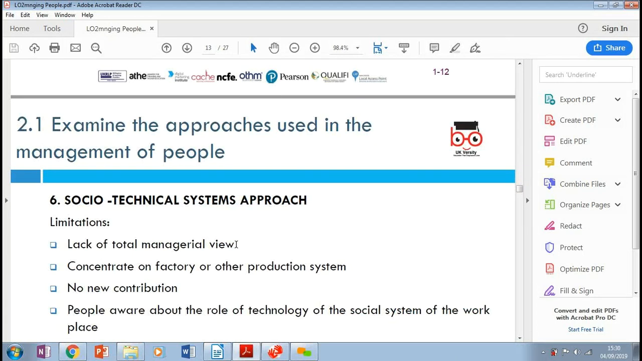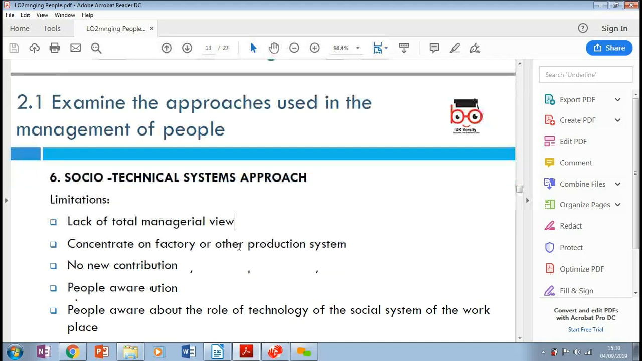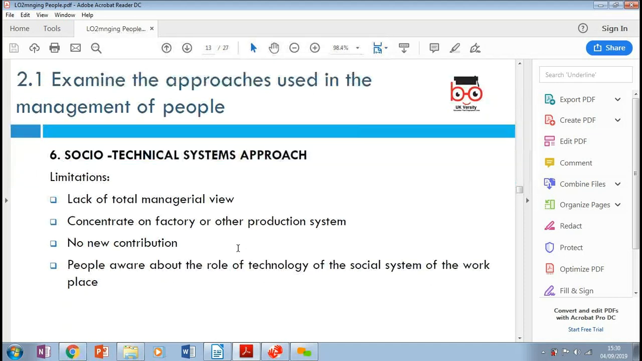Lack of total managerial view. Okay, can just be middle management. It doesn't really outline a business view. Doesn't mention business strategy. Doesn't mention the marketplace. Doesn't mention competition. It's a very broad, almost an academic approach to managing people in organisations.